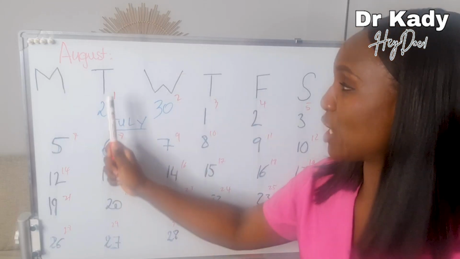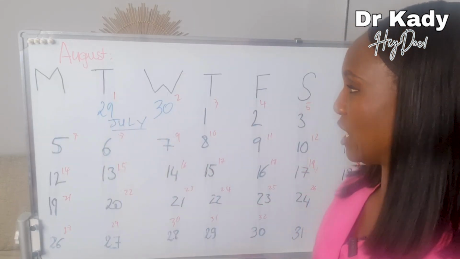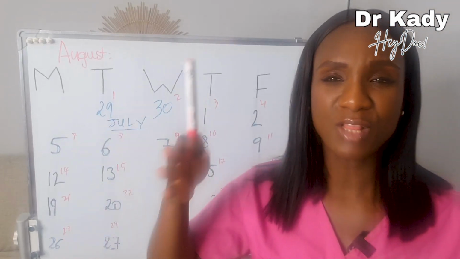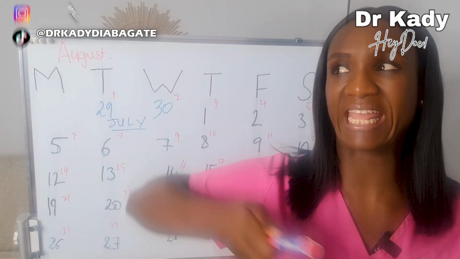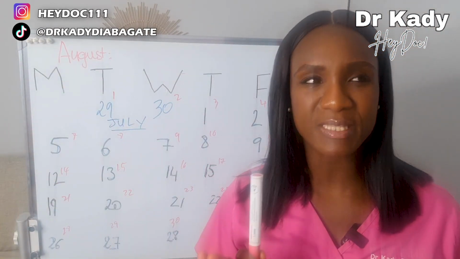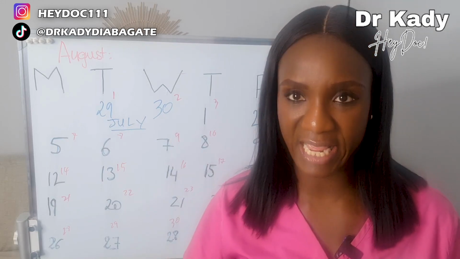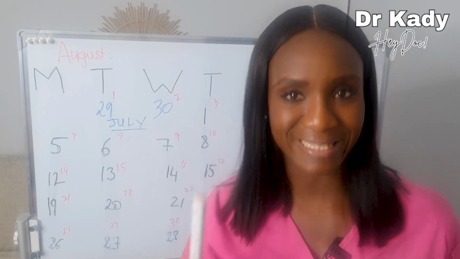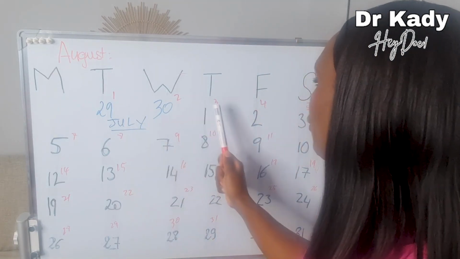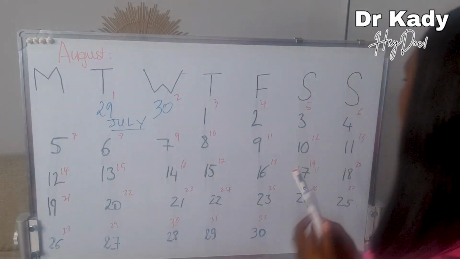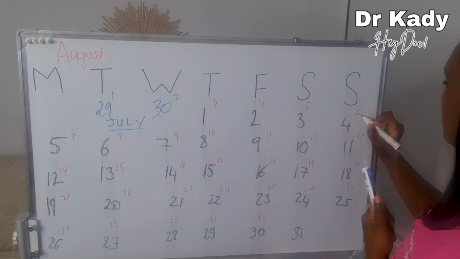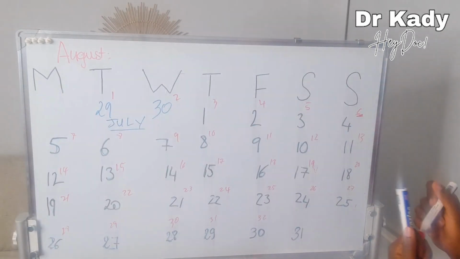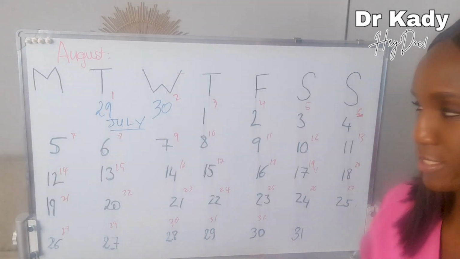So her period started on the 29th of July and she bled for 6 days. So remember, the normal length of a period bleed is anything between 3 to 7 days. For this cycle, she actually bleeds for 6 days. 1, 2, 3, 4, 5, 6. So her period stops there, on the 6th day of that cycle.